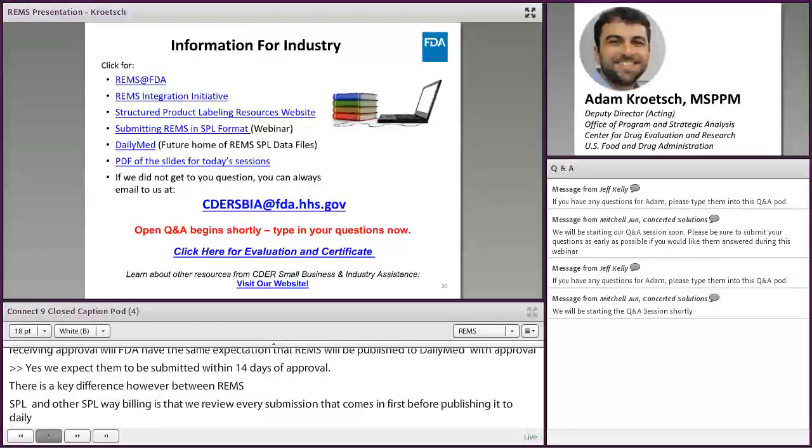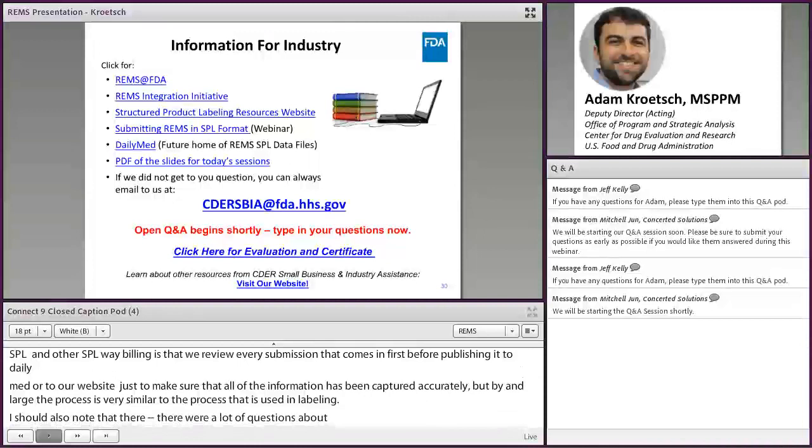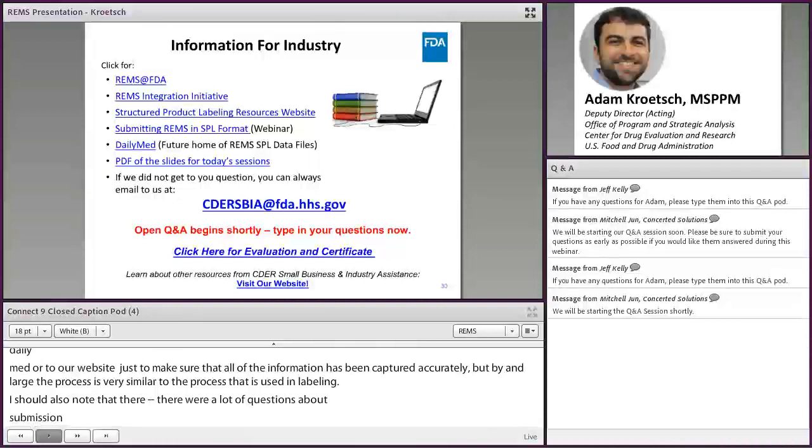I should also note that there was a previous, I think there are a lot of questions about the submission of REMS in SPL format. We did hold a webinar, I think it was last year, and you can find a link to it on the slide here that goes into much more detail on the processes and procedures for submitting REMS SPL. And in addition, we're happy to answer questions about the REMS SPL submission process at the FDA REMS website email address.